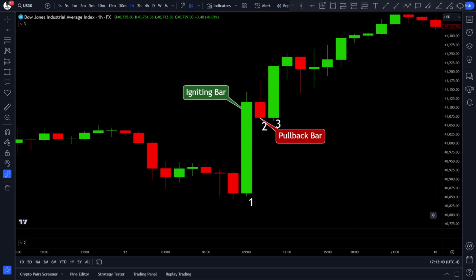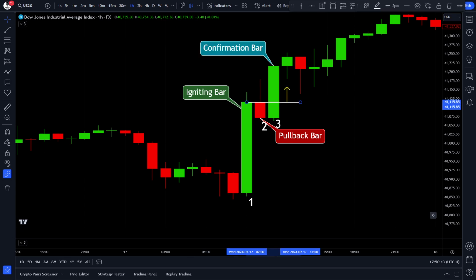Second, the pullback bar. Following the igniting bar, we want a red pullback candle. The body of this candle should be no more than 50% of the igniting bar. Third, the confirmation bar. Finally, the third bar must close above the pullback bar's body, signaling a potential breakout. If this sequence occurs, the theory suggests that the price will likely continue upward. Opposite logic applies for shorts.